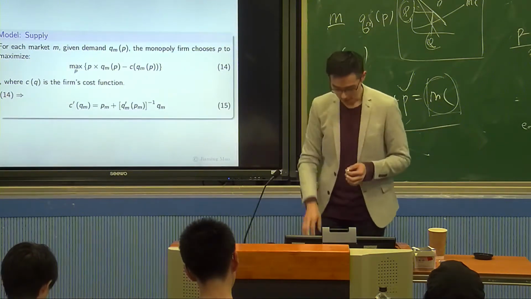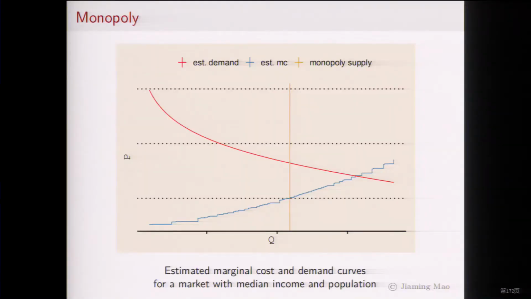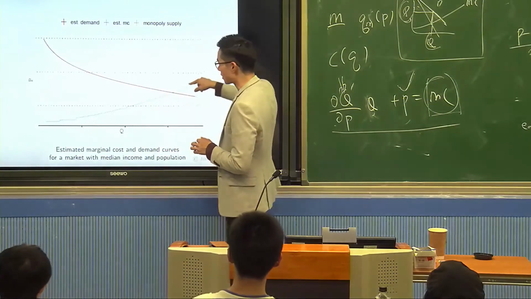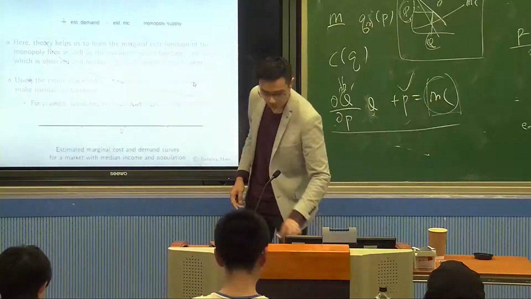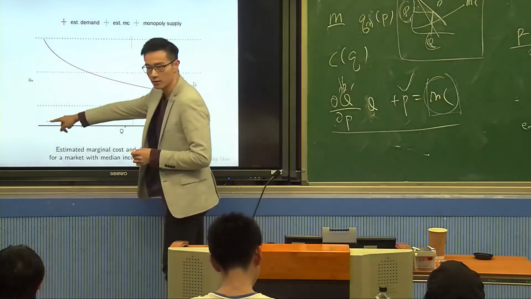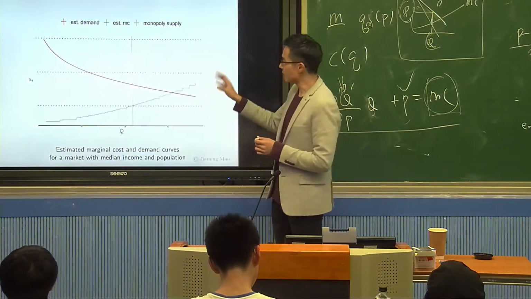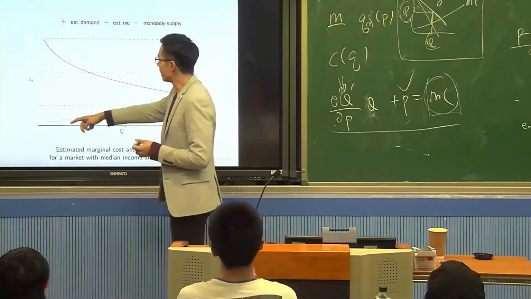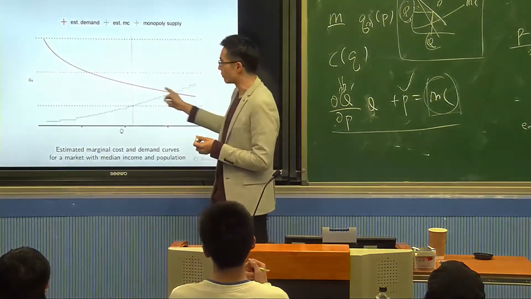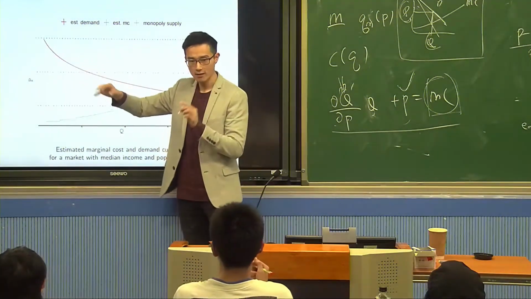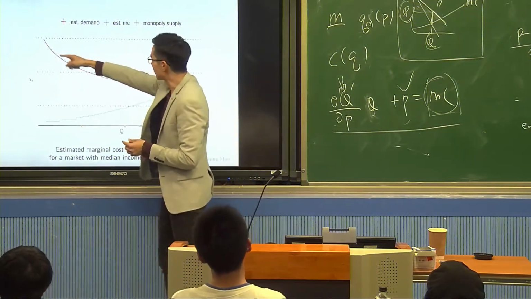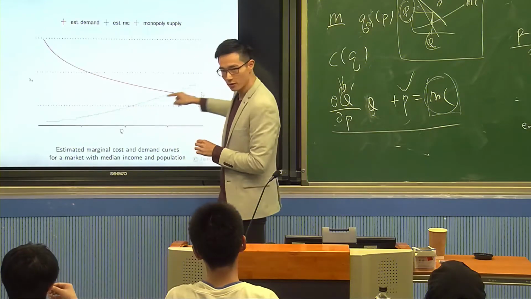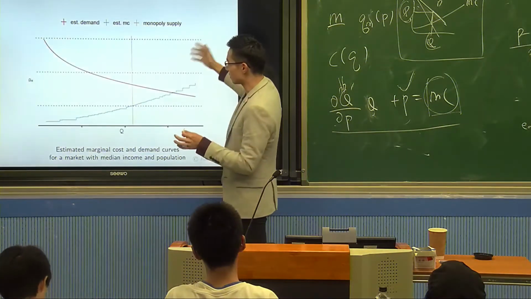Now, if I do that, then I can estimate the marginal cost of this entire company. So this will be my estimated marginal cost. In this graph, what I'm plotting is my estimated marginal cost and the estimated demand curve of a single market, because I have many markets. I pick one of the markets, I plot the estimated demand curve, and I also plot my estimated marginal cost curve.